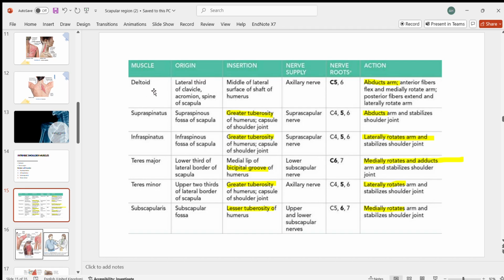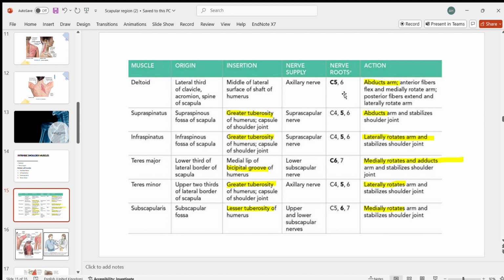Deltoid is a muscle which has its attachment starting from the lateral third of the clavicle, then going back to the acromion of the scapula, and then continuing on the spine of the scapula. And it is inserted on the deltoid tuberosity. It is supplied by the axillary nerve, root value C5-6.